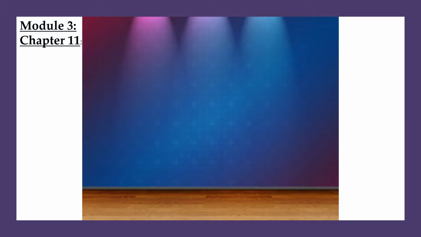Module 3, Chapter 11. We're skipping around a little bit because we need to talk about where the actual drama takes place. So first we're going to talk about the three basic characteristics of theatrical space.